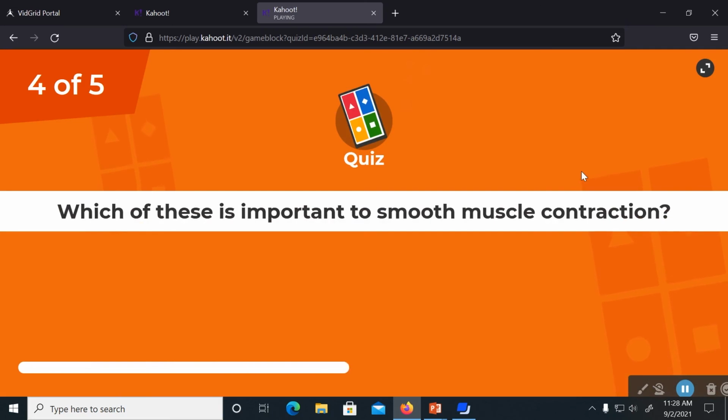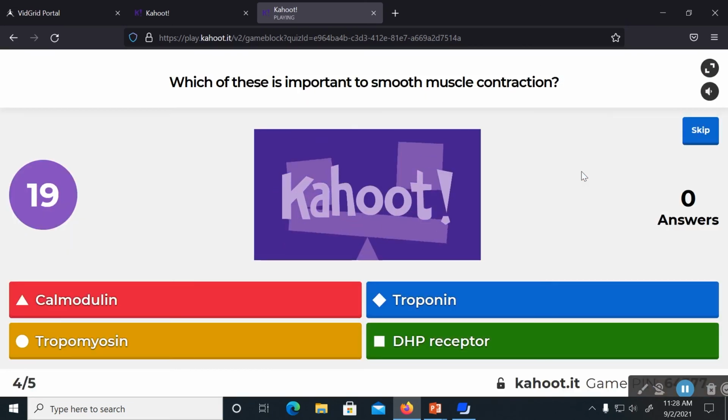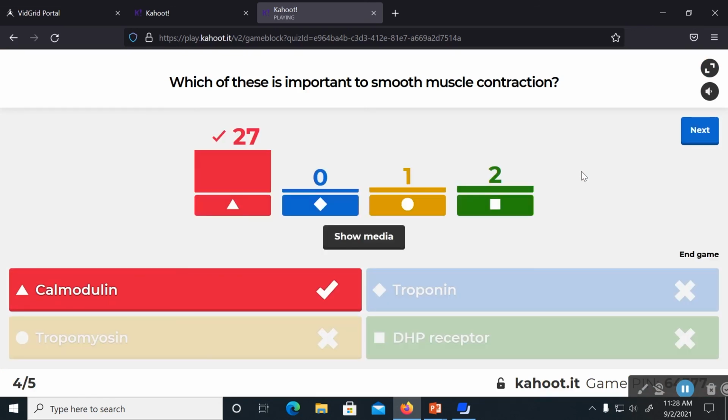Okay, 4 out of 5. Which of these is important to smooth muscle contraction? You guys are getting quicker. Very good. Calmodulin. Calmodulin is, not surprisingly from its name, the modulator of contraction. It's the protein that takes the calcium input and turns it into contraction through that phosphorylation activation.